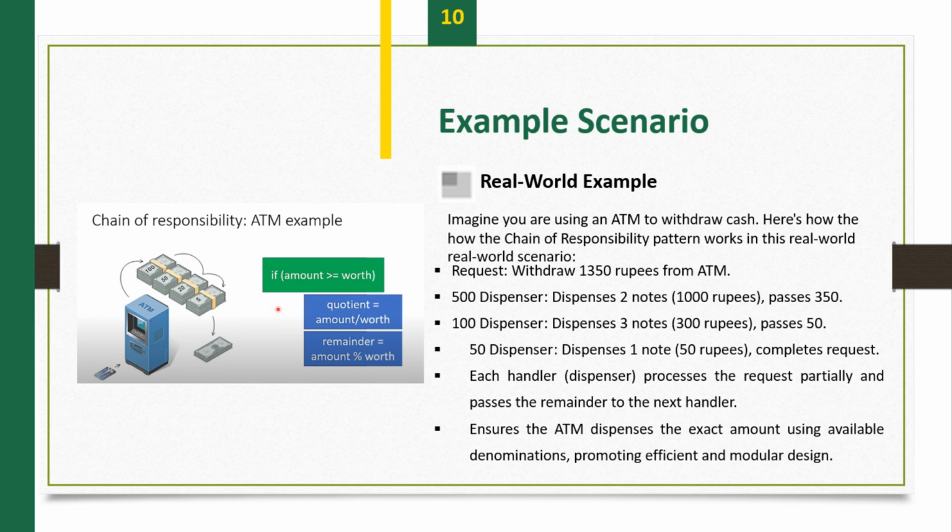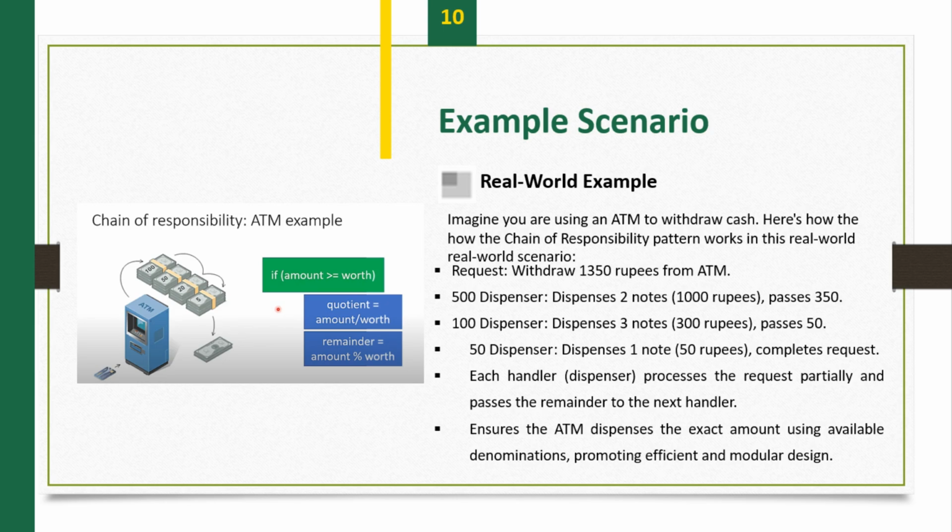So, the first dispenser, the 500 dispenser, starts with the highest denomination available. It dispenses two notes of 500 rupees, totaling 1000 rupees. It now has 350 rupees left to dispense. It passes this remainder to the next handler, as in the chain of responsibility pattern. Now, the next dispenser in the chain is for 100 rupee notes. It dispenses three notes of 100. It now has 50 rupees left to dispense and it passes the remainder to the next handler.